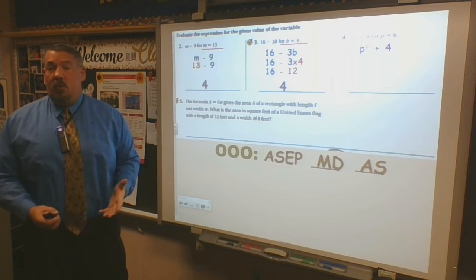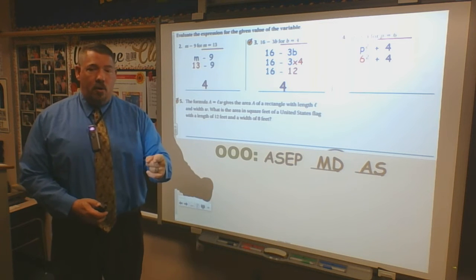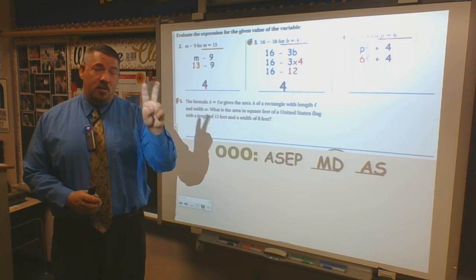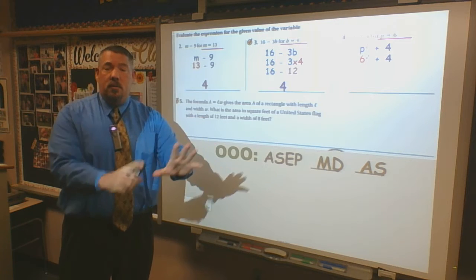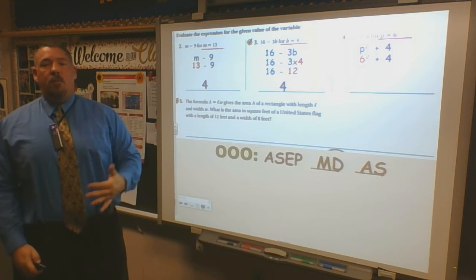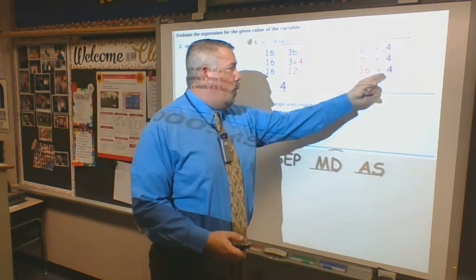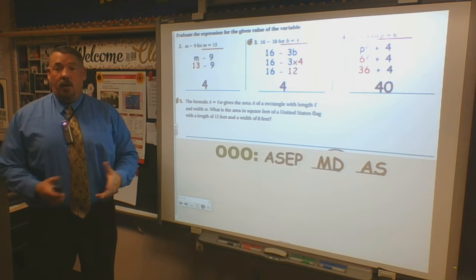And they tell me p is equal to 6. So if p is equal to 6, 6 squared would look like, well, the base is 6. The exponent is 2. So I have to have 6 times 6. And 6 times 6, according to my multiplication of doubles that I learned in 3rd and 4th grade, is 36. I bring everything else down. 36 plus 4 is 40.